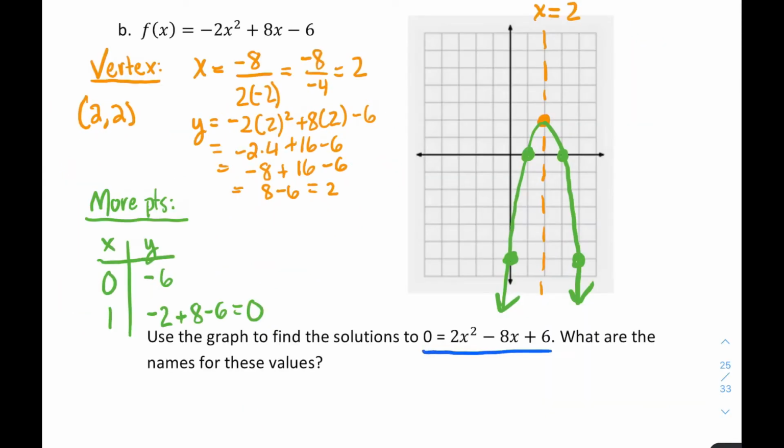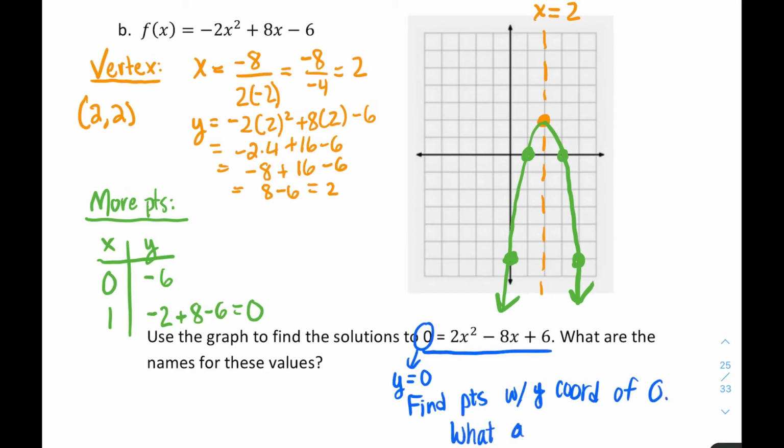We are also asked a follow-up question. We're supposed to solve 0 equals 2x squared minus 8x plus 6 using our graph instead of the quadratic formula or any of our other methods. So if we're looking at it graphically, we're looking for points that have our y values equal to 0. So if I can find the points that have my y coordinates equal to 0, those corresponding x values are the solutions to my equation.